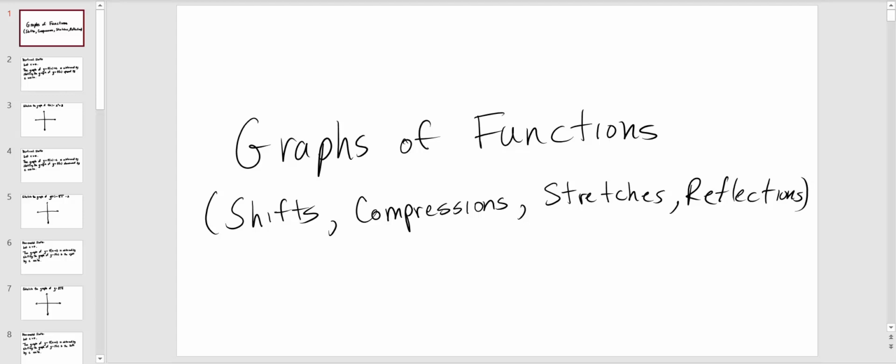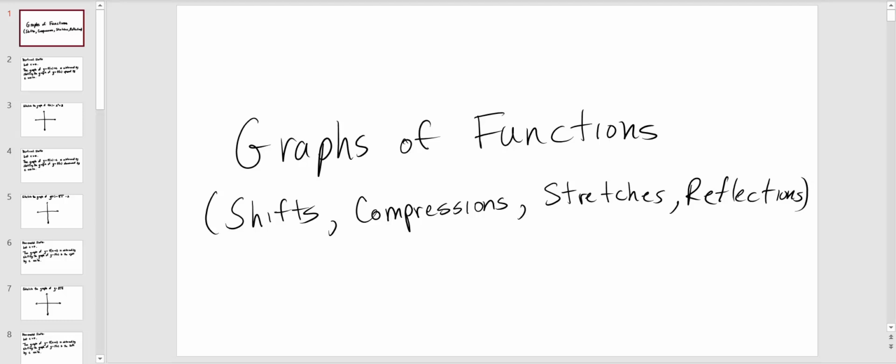In this lecture, we're going to talk about how you can obtain the graphs of certain functions by applying transformations to a well-known function. In certain situations, all you have to do is take a graph that you're familiar with and maybe shift it, compress it, stretch it, reflect it, maybe some combination of those things, and obtain the graph of a more complicated function.